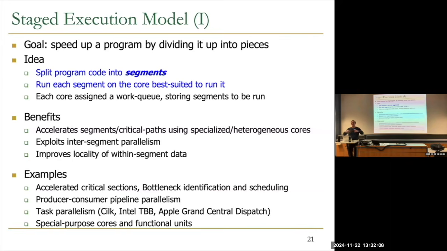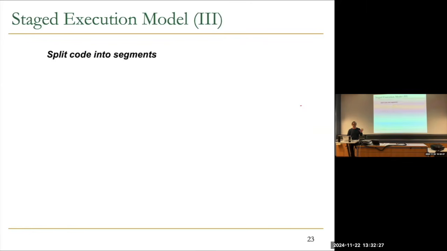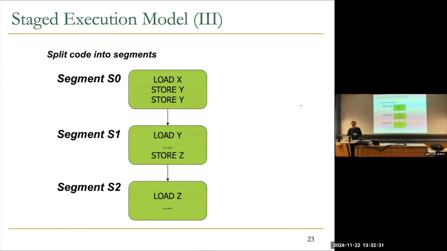So if you think about it, this model can be broken down into even smaller pieces than cores. We're not going to do that in this, but I think it's good to think about that. Okay, so let's take a look at the stage execution model. Assuming you start with a single program, I'm just showing you the loads and stores. You split, or someone splits, the code into segments. It could be the programmer, it could be the compiler, it could be the hardware. Assume that the programmer has done it.